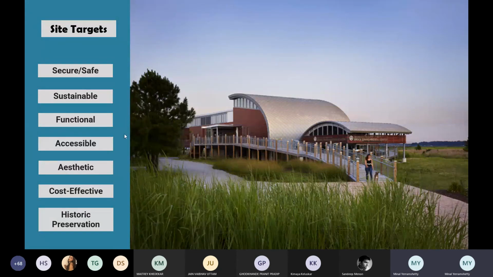Aesthetics, obviously I'm not going to speak about. Cost effectiveness, I'm not going to speak about. And historic preservation: in this case it was of the site. There are no historic buildings around, but they wanted to keep the essence of the site, the ecology, the mangrove that was growing around, and the native plants that were there. They wanted to keep that intact, and that was how the site was chosen. And the intervention, if you see, is minimal.